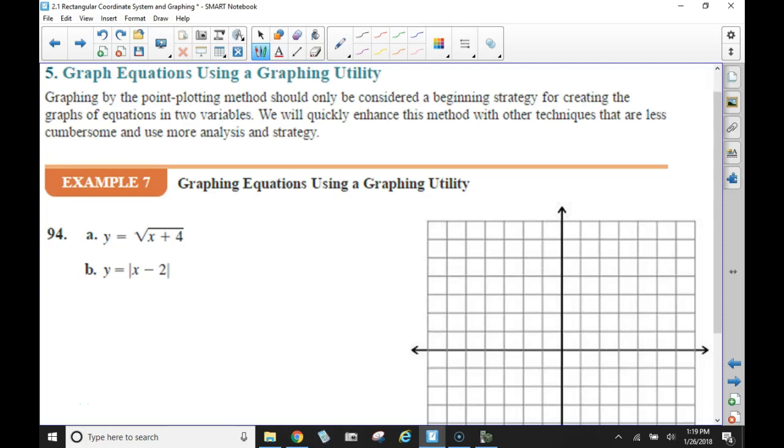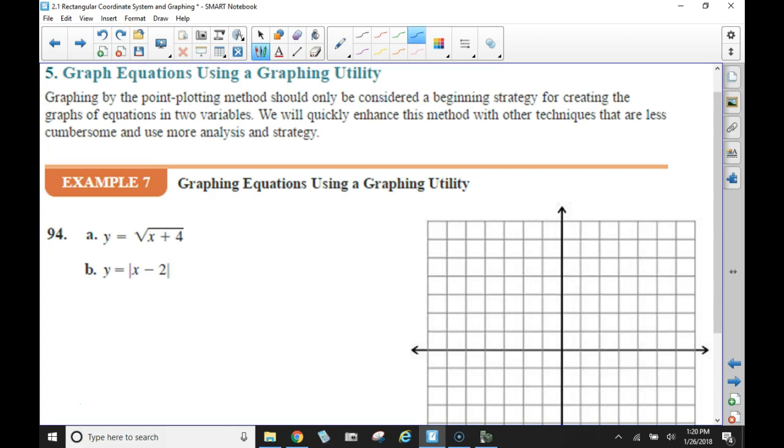Next, we are going to discuss how to graph equations using a graphing utility. Hallelujah. Because graphing by the point plotting method should only be considered a beginning strategy because it is so super tedious. We are going to quickly enhance this method, but for now, let's also look at these graphing utilities, such as a graphing calculator, or there's a pretty cool online tool you can use as well.